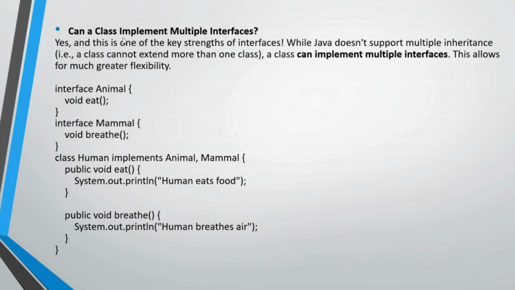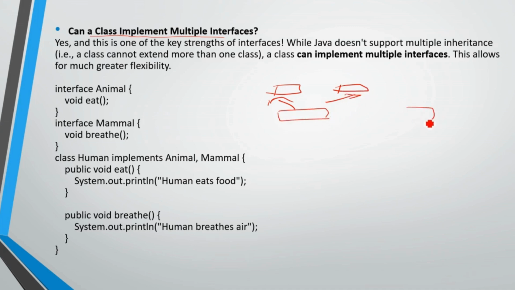Okay, so let us check one more quick question about interfaces itself. Can a class implement multiple interfaces? Okay, so yes, we can implement multiple interfaces. Multiple inheritance is not supported in Java, correct? Why? Because it generates ambiguity, right? If we are inheriting the implementation of two different classes in a single class, it will generate ambiguity.